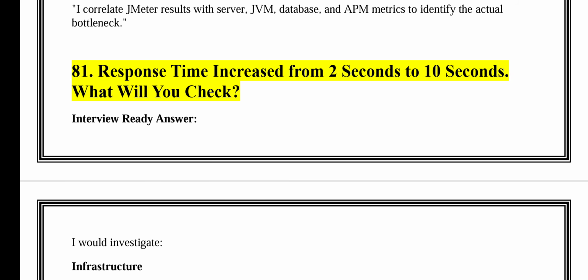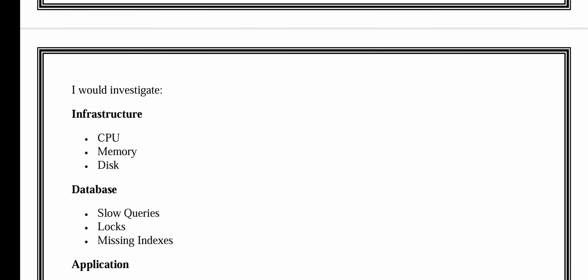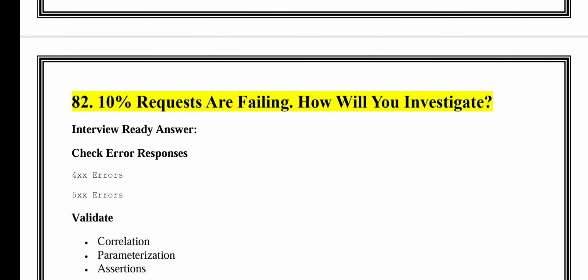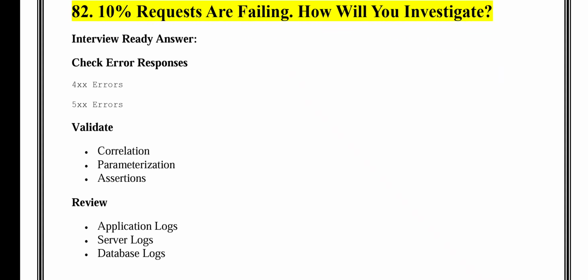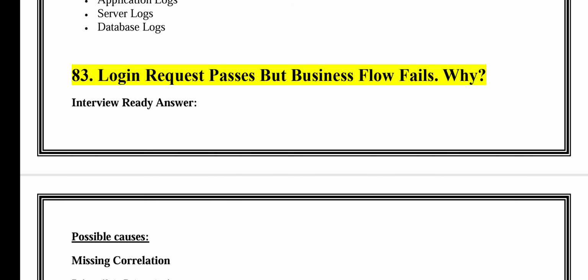Response time increased from 2 seconds to 10 seconds. What will you investigate or what will you check? 10% requests are failing. How will you investigate? Login request passes but business flow fails. Why?